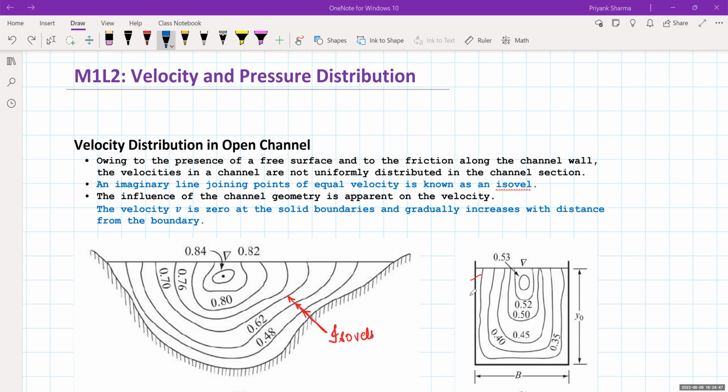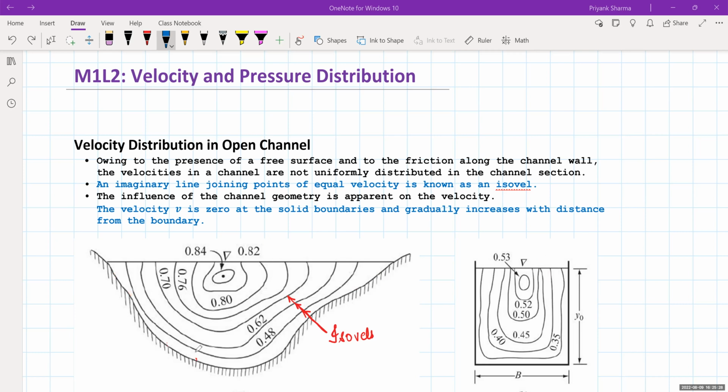So you have this wall friction, and then again the free surface. At the free surface you have two different fluids interacting: here it is air, here it is water. Due to all these factors, some resistance is offered, due to which the velocity distribution is not uniform. Also, as we discussed, the influence of channel geometry is apparent. I mentioned a wide channel and a narrow channel. The velocity is zero at the solid boundary. Wherever you take the boundary, your velocity is zero.